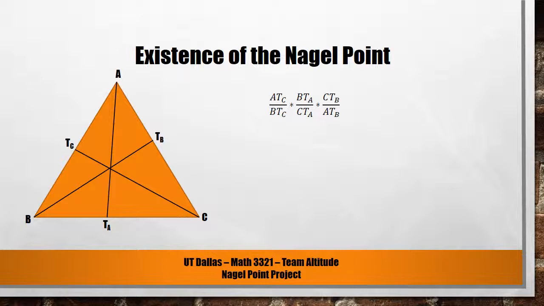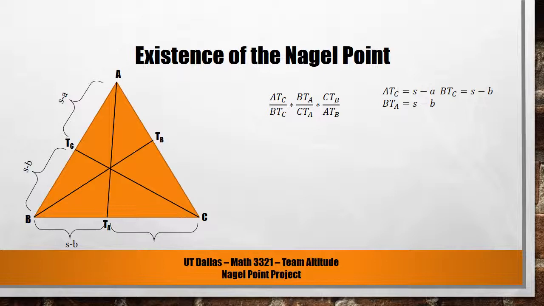While going through some of those lengths, we know from our last slide what they're equal to. For example, the line segment A T sub C, as we showed earlier, is equal to the value S minus A. So we drop that down over to the right and make note of it. Similarly, the line segment B T sub C is going to have a length of S minus B. So we jot that down. In the same vein, the line segment B T sub A is going to have a length of S minus B, and we jot that down. Again, the length of line segment C T sub A is going to be S minus C, and we write that down.